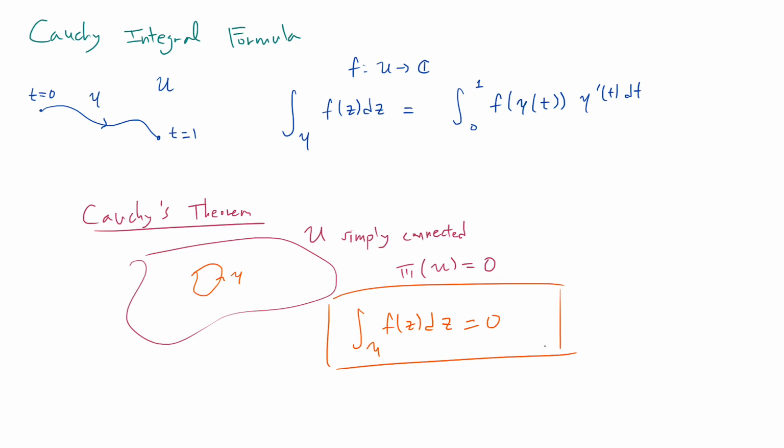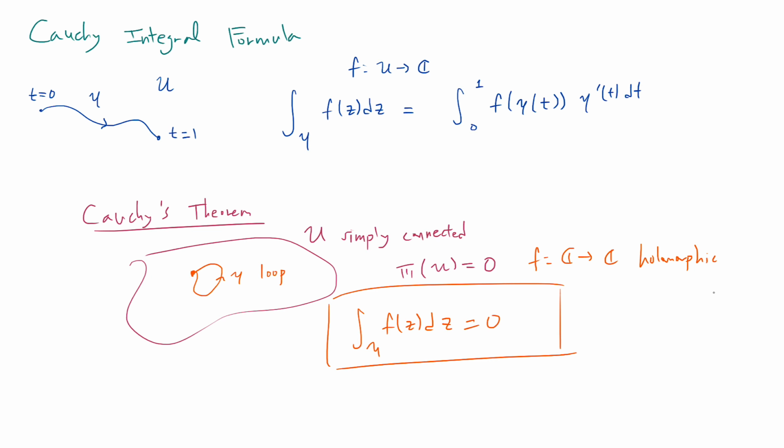Sorry, the key thing here is that this gamma is a loop. The start point and end point are the same. So if I loop around in a simply connected space and I integrate around that loop any holomorphic f, then what we in fact get is that the integral is 0. So this is Cauchy's theorem.